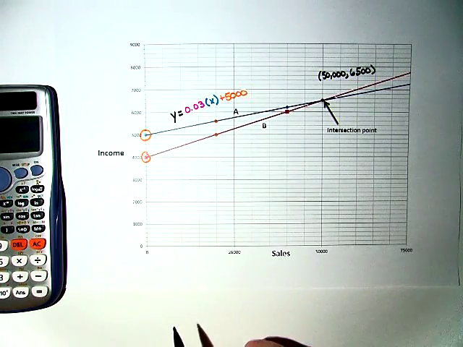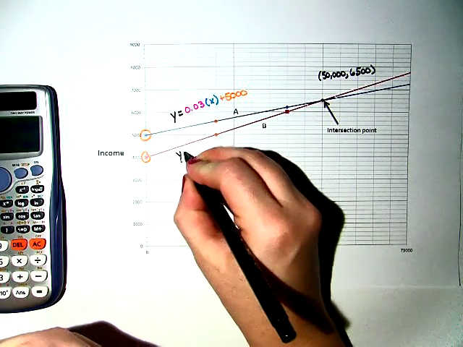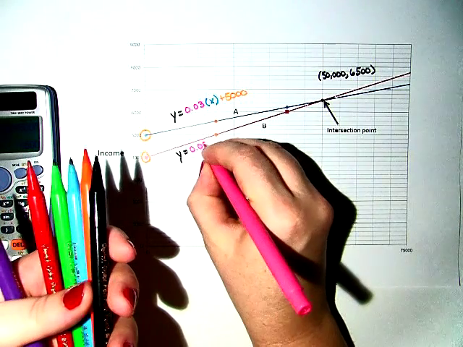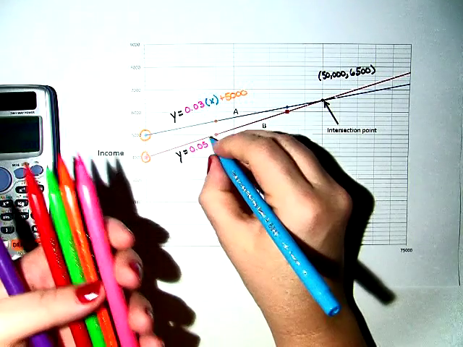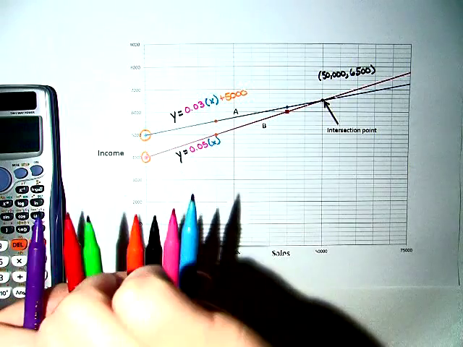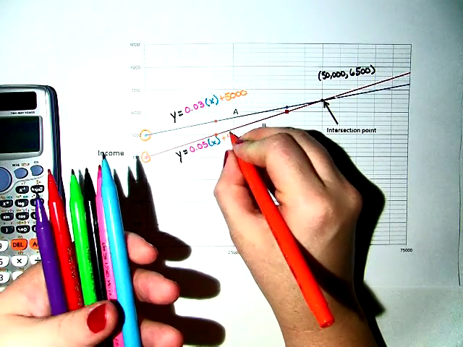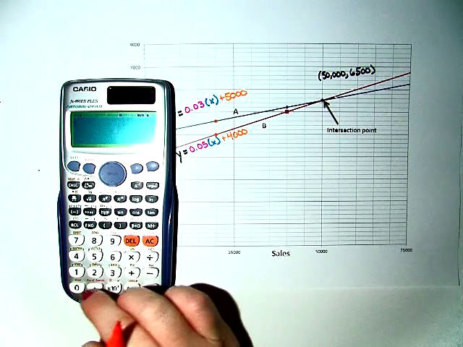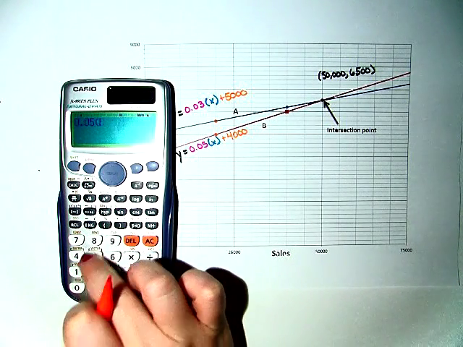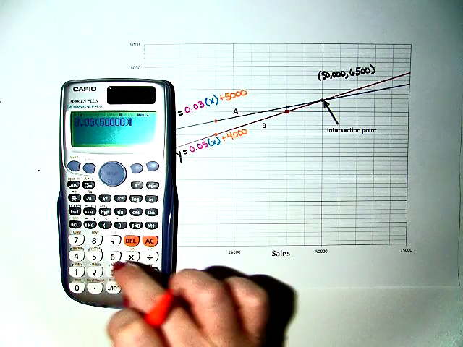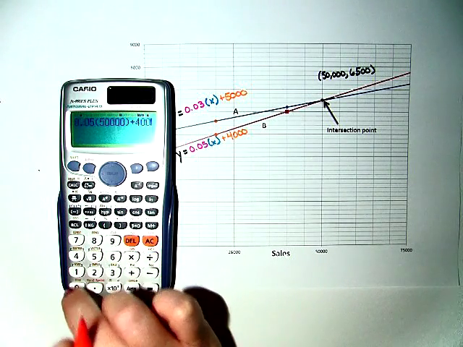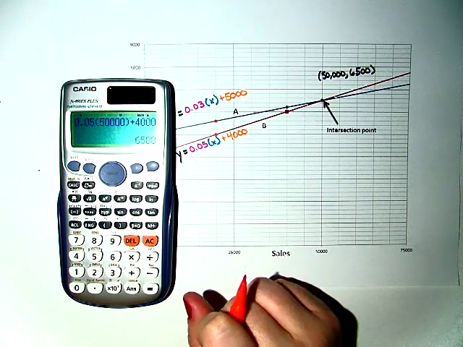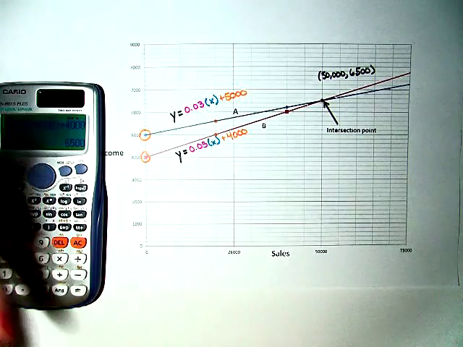But I want to be sure. I want to make sure that I'm doing the right thing. So I'm going to do the next equation as well. Y equals 0.05X, and this time they had a less of a constant, so plus 4,000. I'm going to put in 50,000 and see if I get the same answer. So 0.05 times 50,000 plus 4,000. And it gives me the same value. So this point is in fact the intersection point of these two graphs.